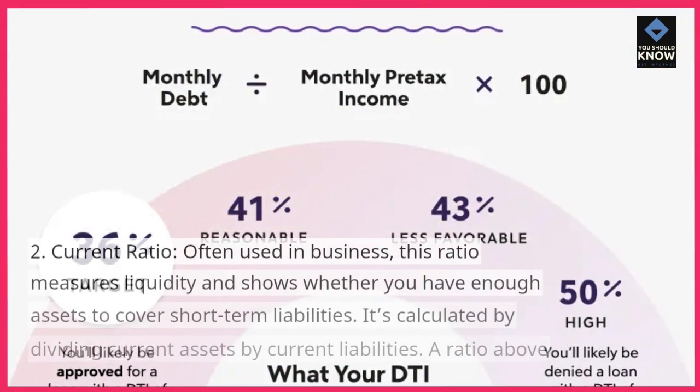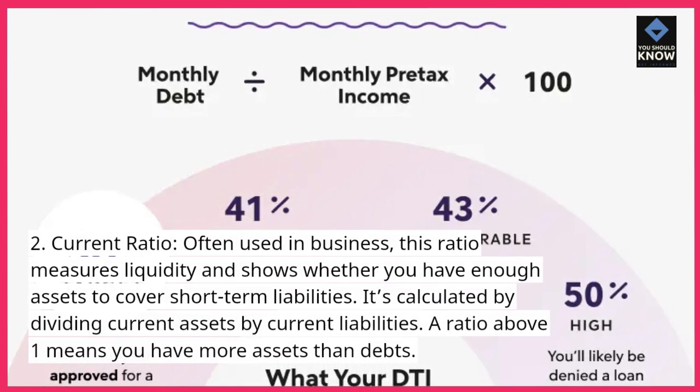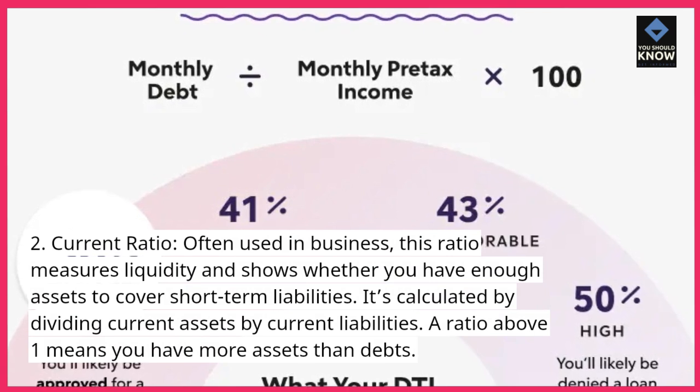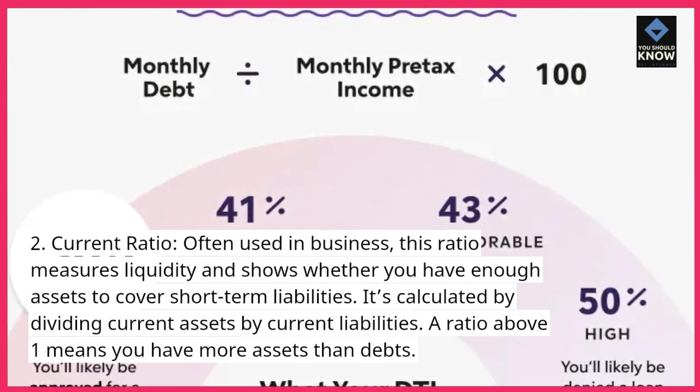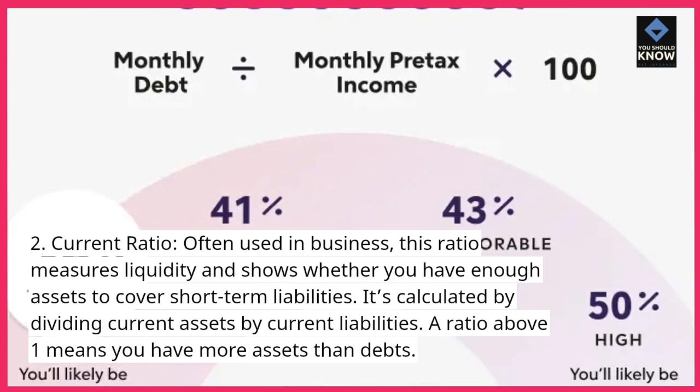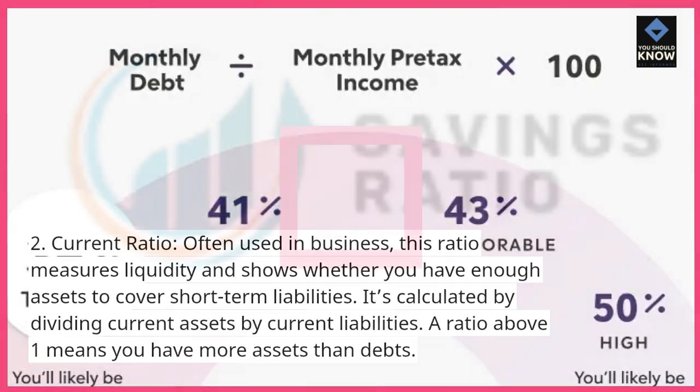2. Current ratio. Often used in business, this ratio measures liquidity and shows whether you have enough assets to cover short-term liabilities. It's calculated by dividing current assets by current liabilities. A ratio above 1 means you have more assets than debts.